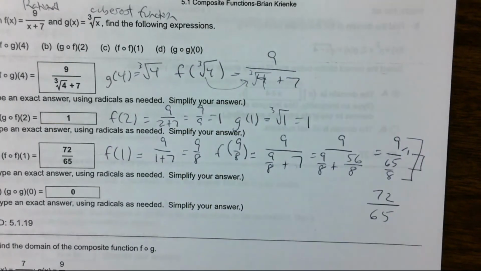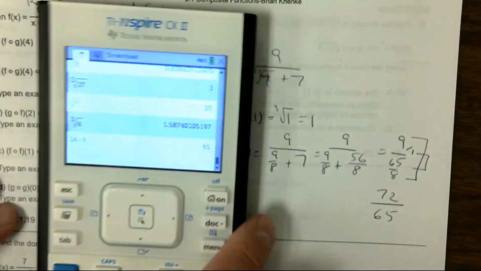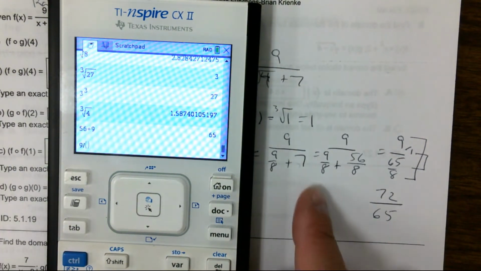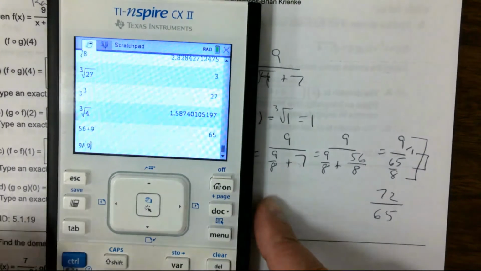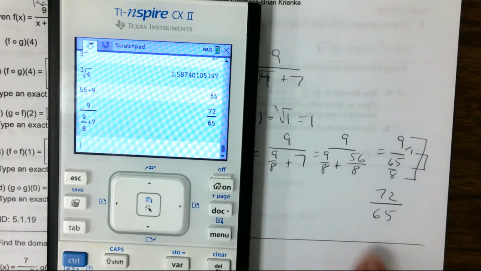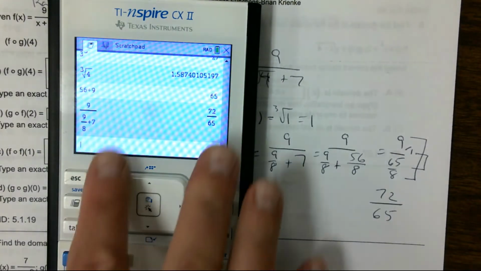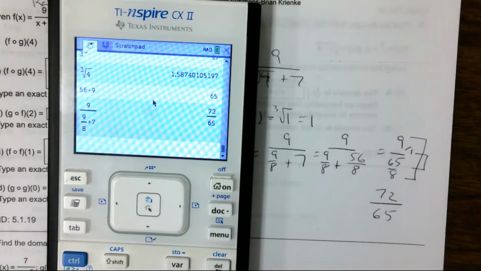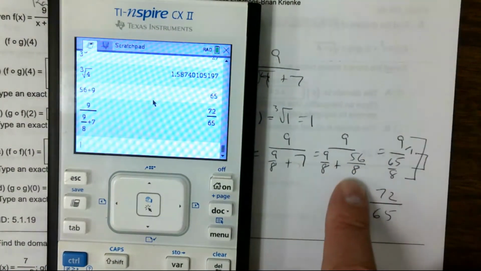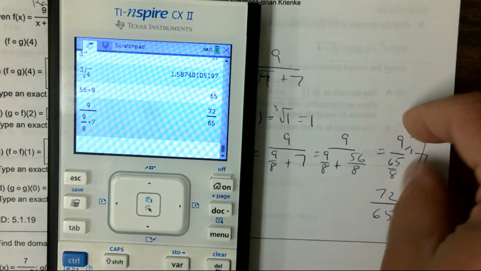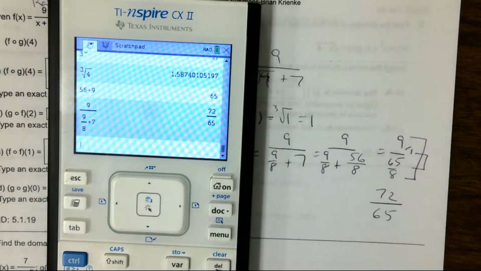Now, can you do it a different way? Yeah. Do 9 divided by parentheses 9/8 plus 7, enter, 72/65. So even on this blue and white calculator, it does reduce the fraction for you without getting this common denominator and then multiplying your extremes and means. Know what I mean?